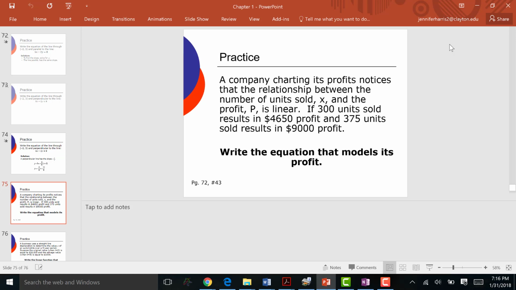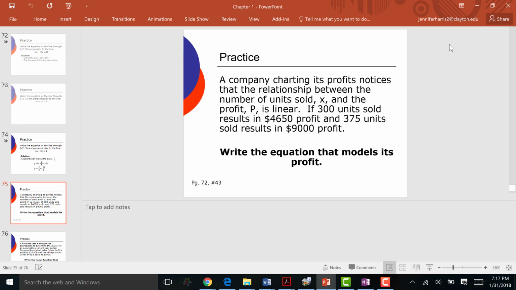So this is units sold. Those are units. They got sold. This is how much money made. Let's do the next one. Where's the other one? 375 got sold. What'd you get out? 9,000. Do you have 2 points? Yes, you do. So here is 300, comma, 4,650, and 375, comma, 9,000.